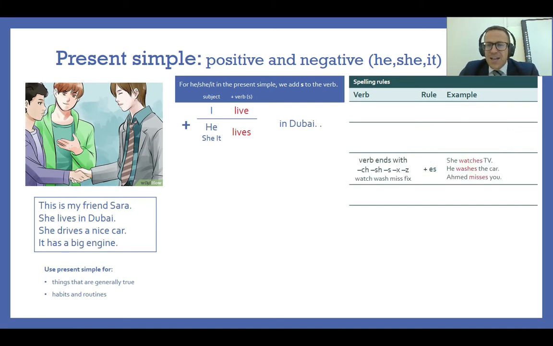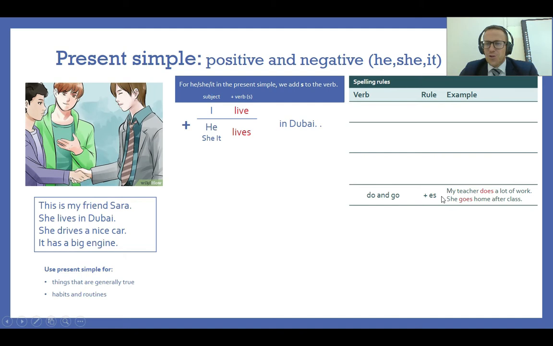For verbs that end in CH, SH, S, X or Z, these are ch sounds, splashy sounds, we add ES. She watches TV. He washes the car. Ahmed misses you. So we add ES, because you can't just put like, look at this miss. You can't have 3 S's to say this. For do and go, we also add ES. My teacher does a lot of work. She goes home after class.